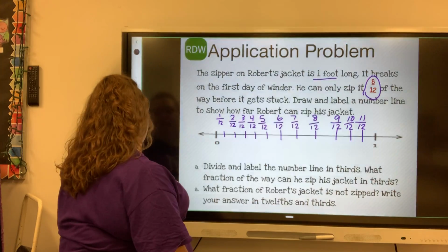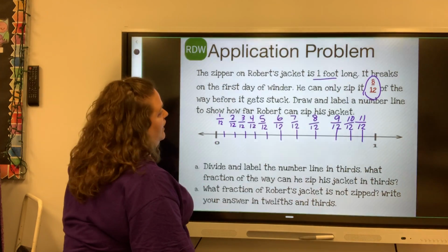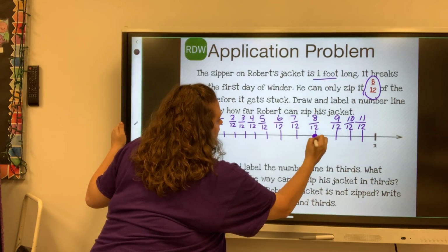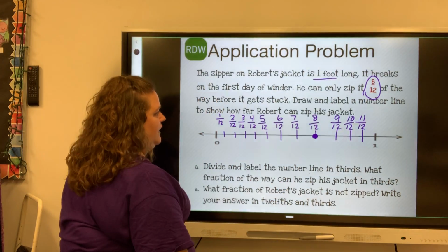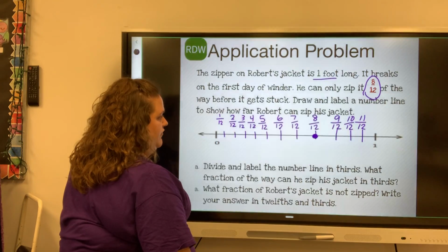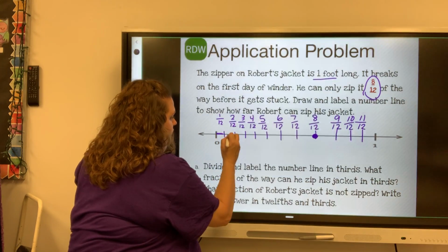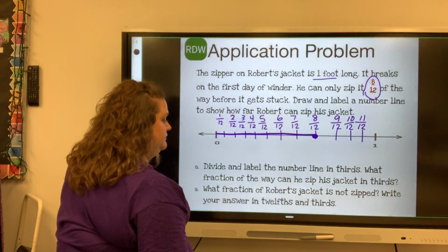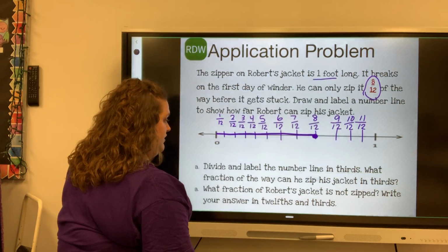So poor Robert, he can only zip his jacket 8/12 of the way before it gets stuck. So here is how far it can go. That's as far as it can go. So draw and label a number line to show how far he can zip his jacket. So this is how far Robert can zip his jacket. Great. Now divide and label the number line into thirds.